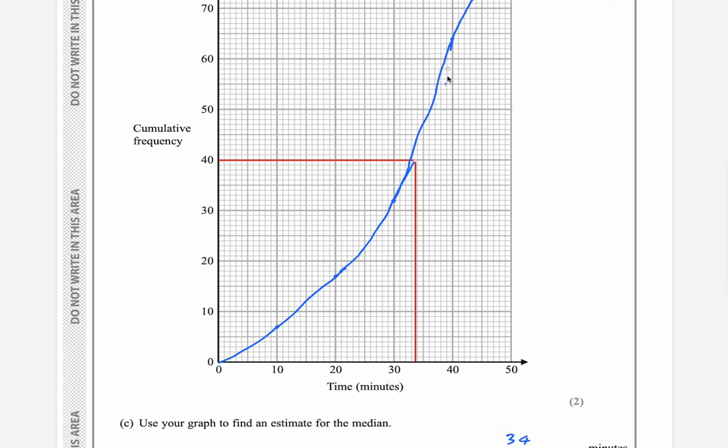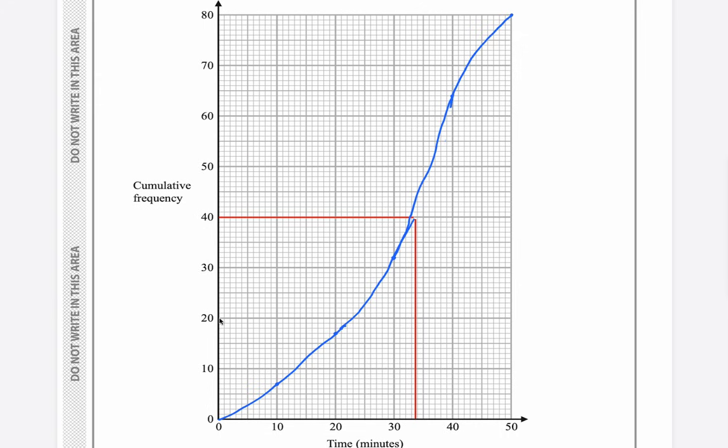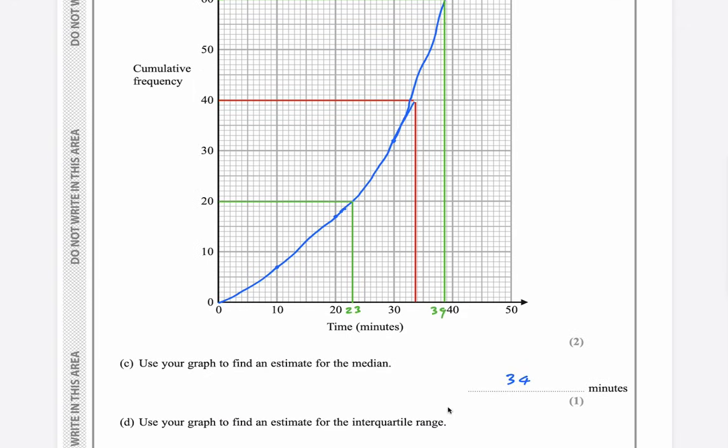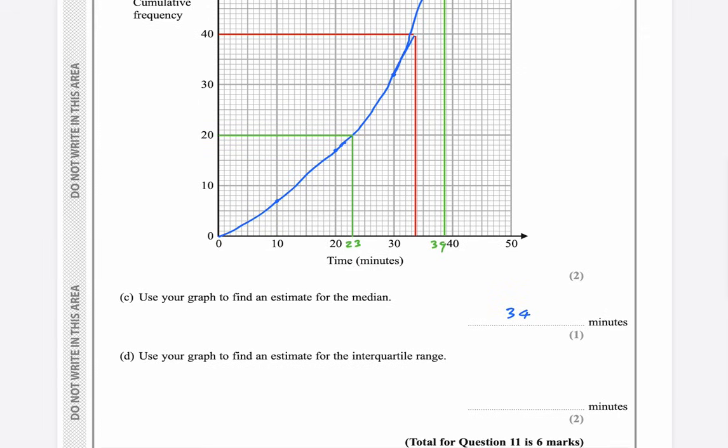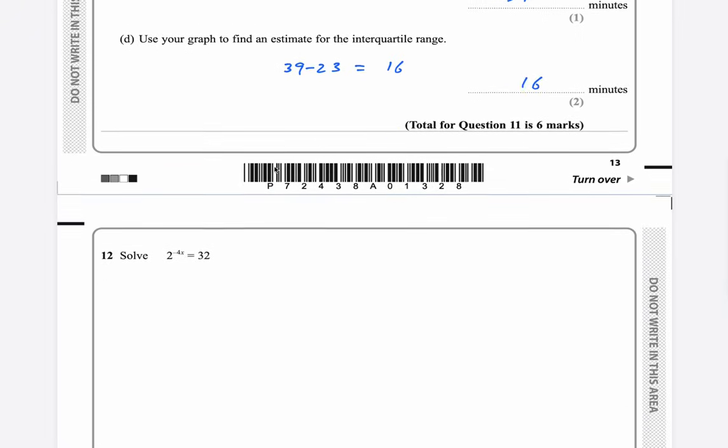Okay, so interquartile range. Let's get the upper quartile. There's 80 people, so the lower quartile is 20, so I go to 20 and down, that's 23, and here I go to 60 and across, that's 39. So 23, 39, let's do 39 minus 23, which is 16. And that's actually bang in the middle of what they wanted. They said 15, 16, or 17 is good.